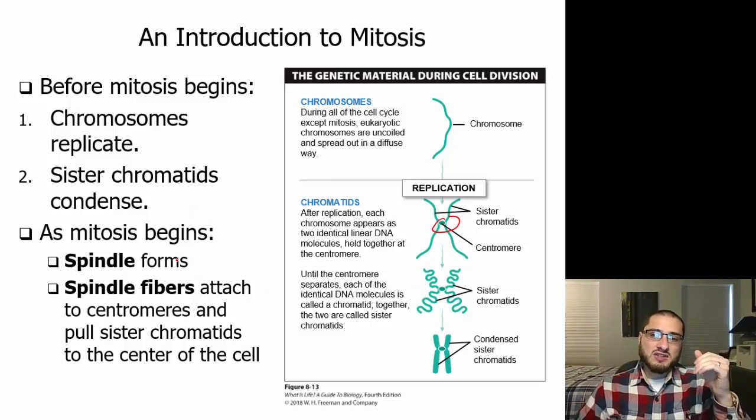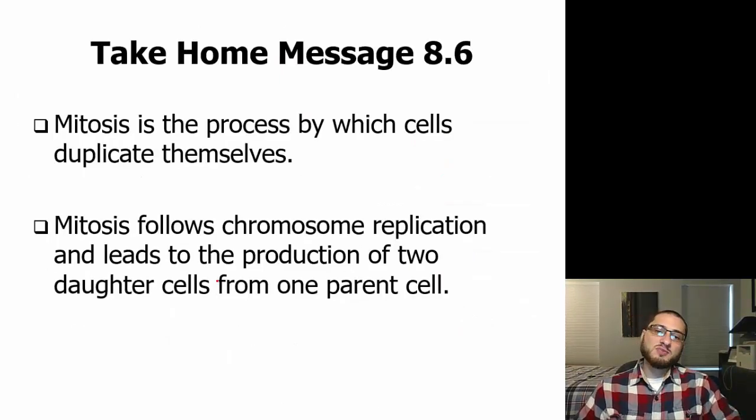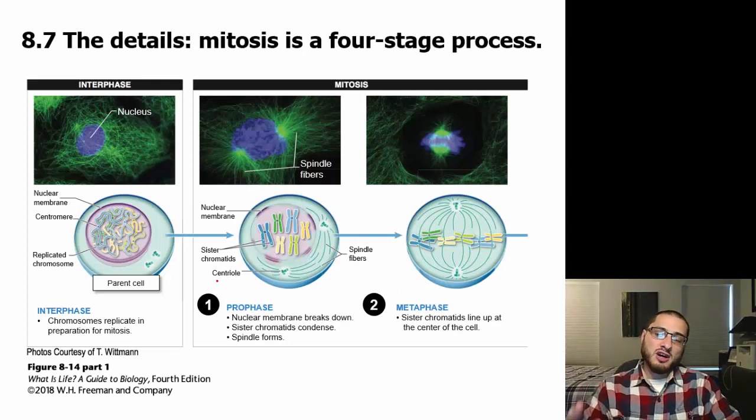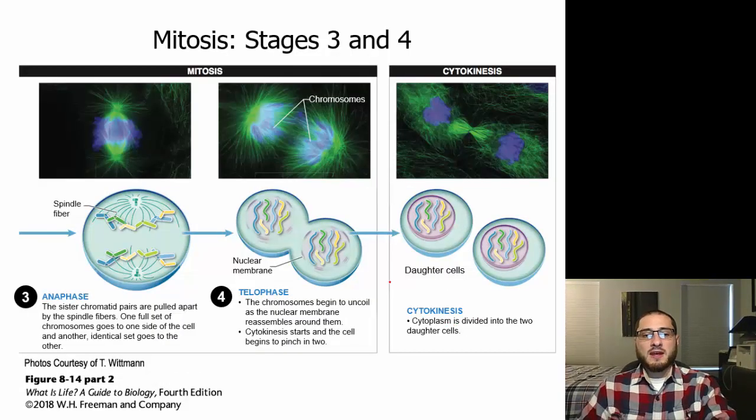As mitosis begins, a spindle forms. The spindle fibers attach to the centromeres and pull those sister chromatids to the center of the cell. Mitosis is a process by which cells duplicate themselves, very important in making new cells, or really in growth and repair. The chromosomes replicate in preparation for mitosis. Then in prophase, the nuclear membrane breaks down, the sister chromatids condense, and the spindle forms. In metaphase, the sister chromatids line up at the center of the cell. In anaphase, they move apart from each other.